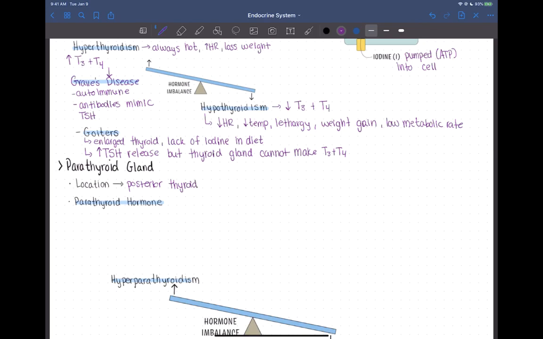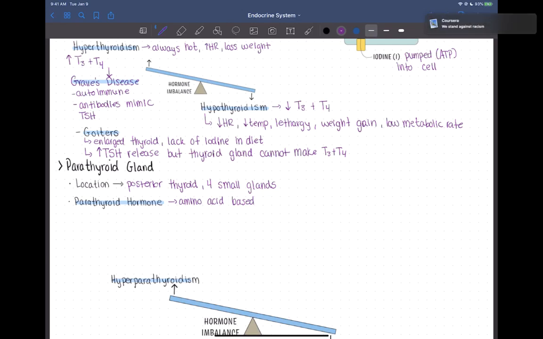And it actually consists of 4 small glands on the posterior side of the thyroid. They're almost the size of little Tic Tacs. So 4 small glands on the posterior thyroid, and the hormone that it secretes, very appropriately named, is parathyroid hormone. Parathyroid hormone is an amino acid based hormone.